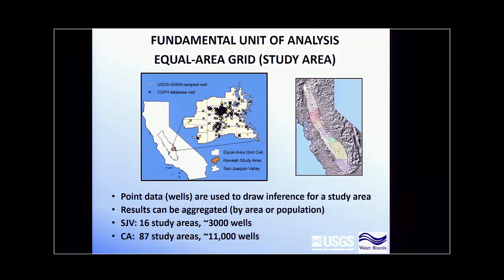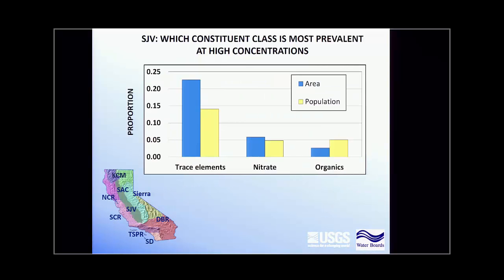We've also done this for the state of California. I won't share the California results today. 87 study areas, about 11,000 wells. So we can now ask the question for the San Joaquin Valley, one of the most productive agricultural provinces in the world, which constituent class is most prevalent at high concentrations, in this case above the health-based screening level?